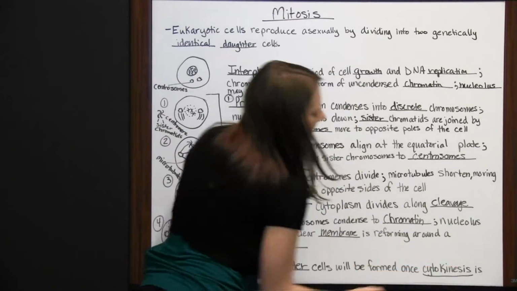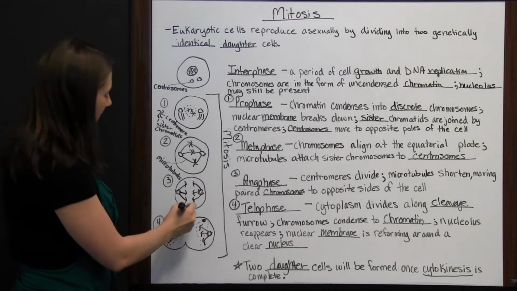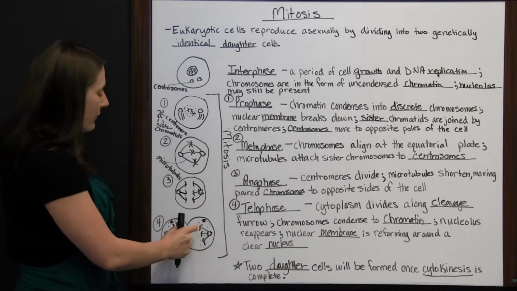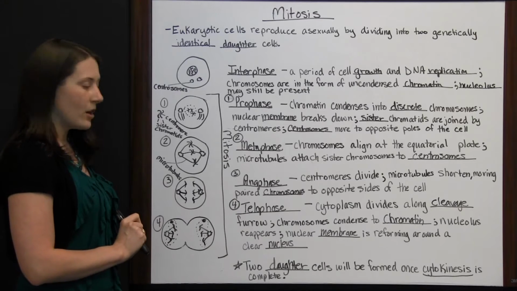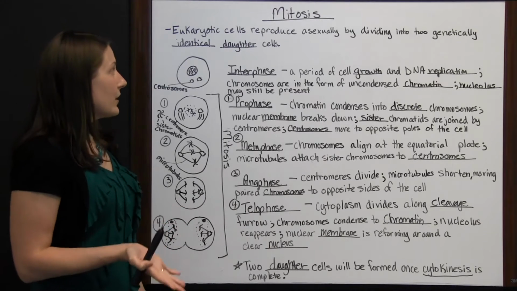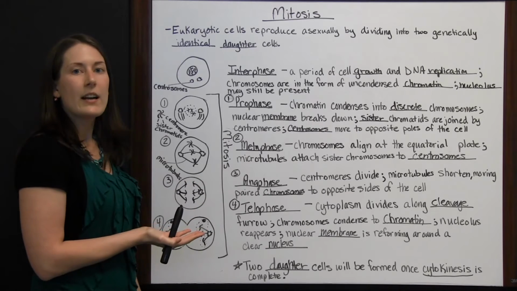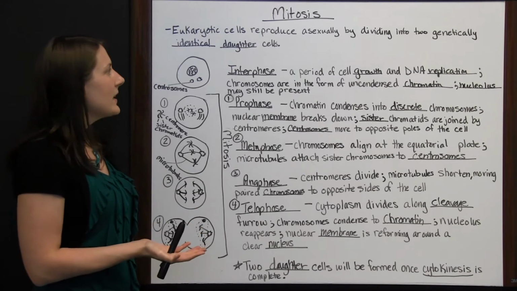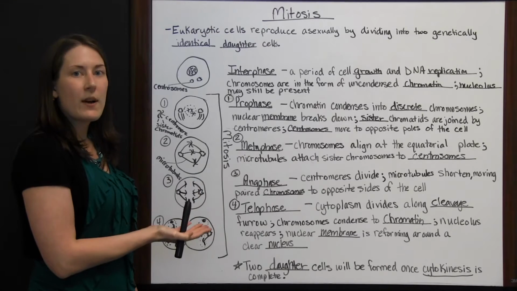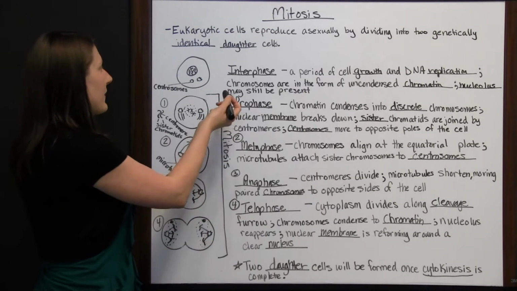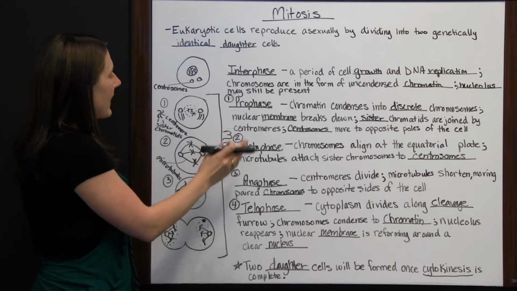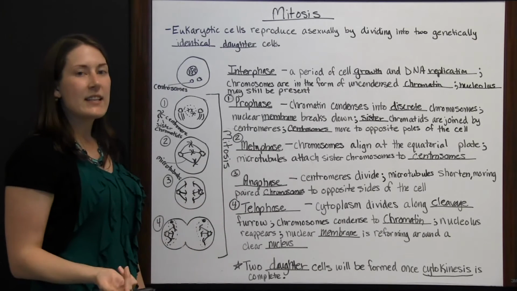And cytokinesis is that process of the cell being cleaved in half to form two new identical daughter cells. So this is mitosis. It is how a eukaryotic cell can reproduce asexually. It just divides into two identical daughter cells. It goes through interphase, prophase, metaphase, anaphase, and telophase.